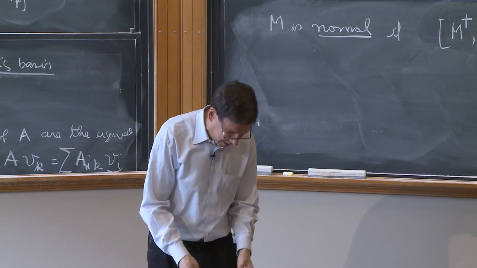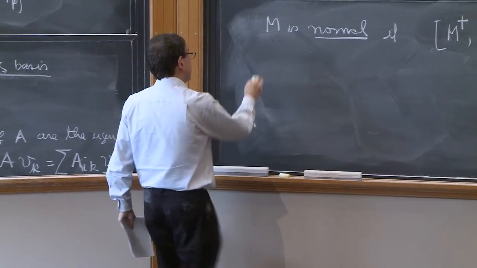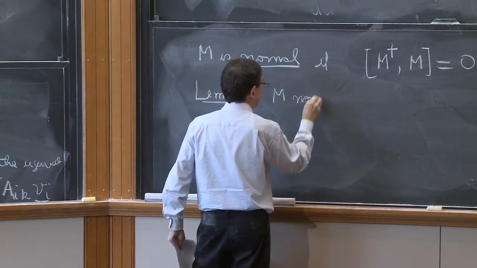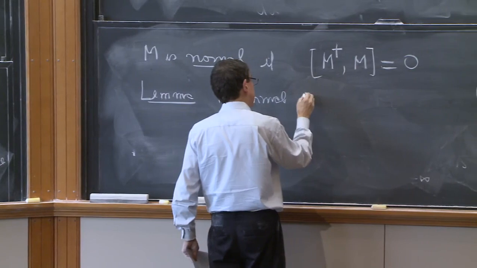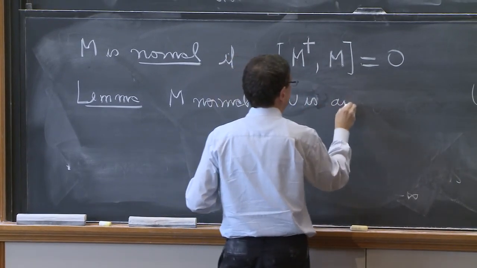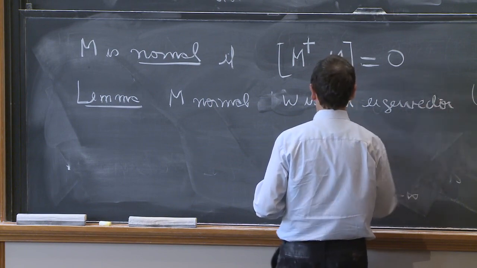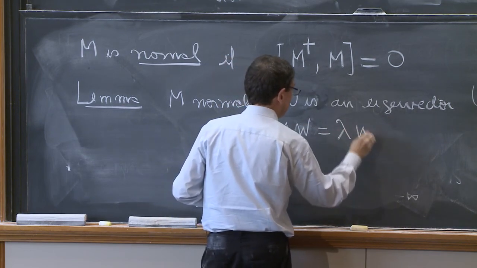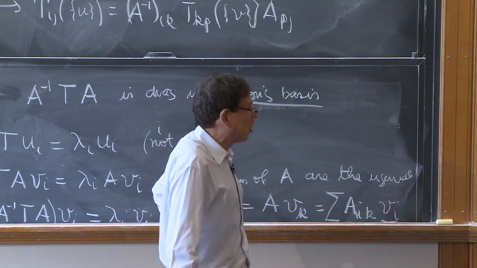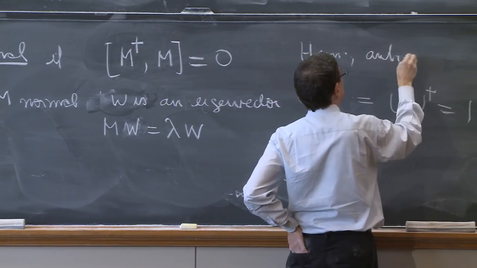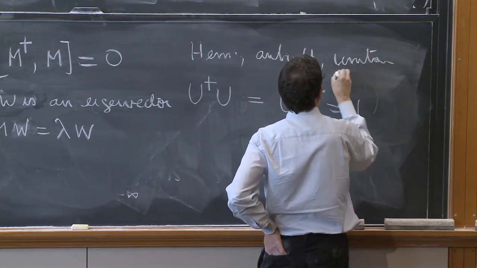What do we know about normal operators? There's one important result about normal operators, a lemma. If M is normal, and W is an eigenvector such that MW is equal to lambda W. Now, normal operators need not have real eigenvalues because they include unitary operators. So here I should write Hermitian, anti-Hermitian, and unitary are normal.